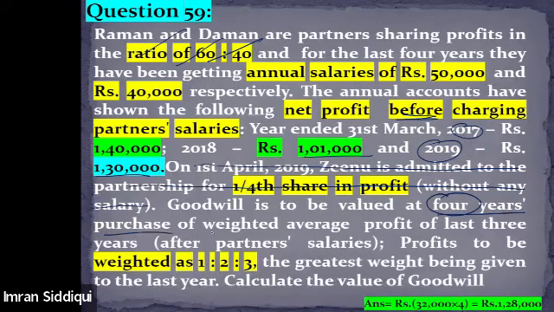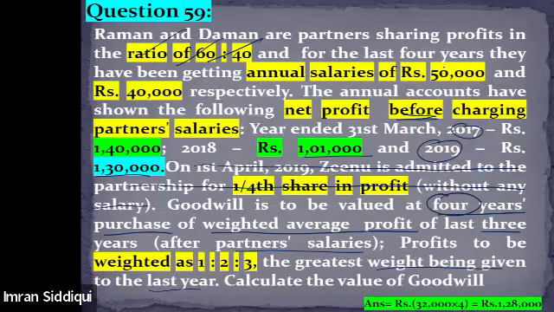4 years purchase of the weighted average profit of the last 3 years, and the weight is given as 1:2:3, the greatest weight being given to the last year as usual. All right, we need to calculate the value of the goodwill. So the salaries will be added, right? Yeah, that is what it is saying, that we need to find out the weighted average profit of the last 3 years after partner salary. That means you need to calculate the normal profit of the firm for every year, starting with 2017, 18 and 19, after subtracting the salary of both the partners.